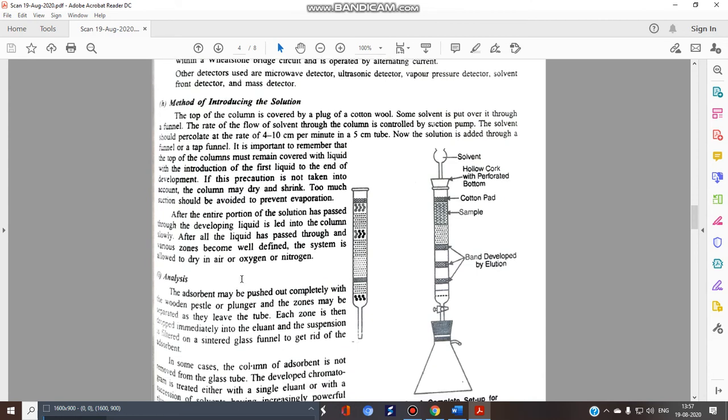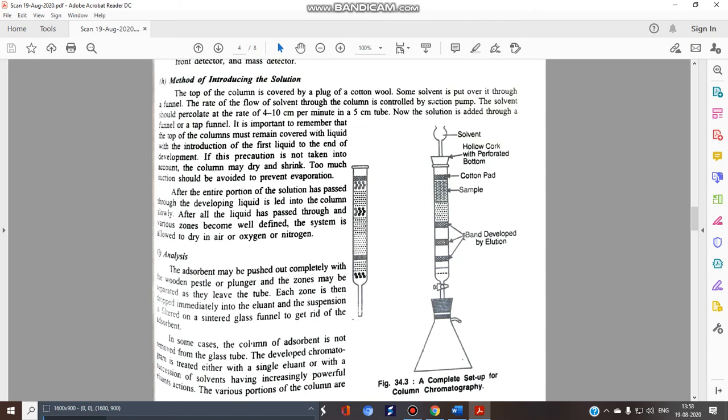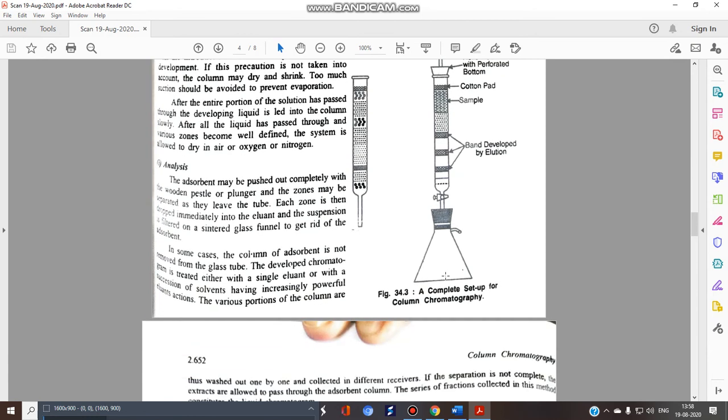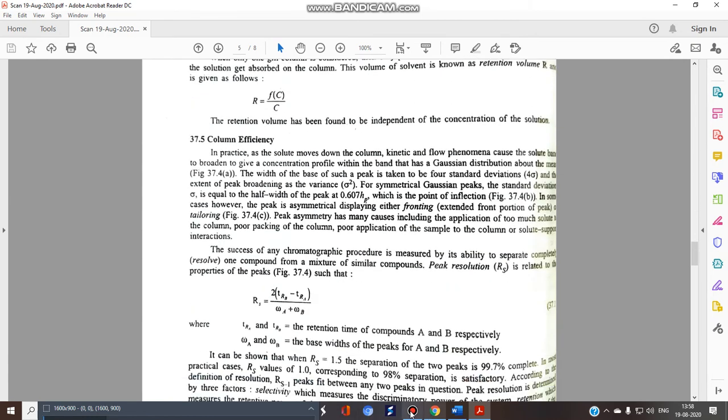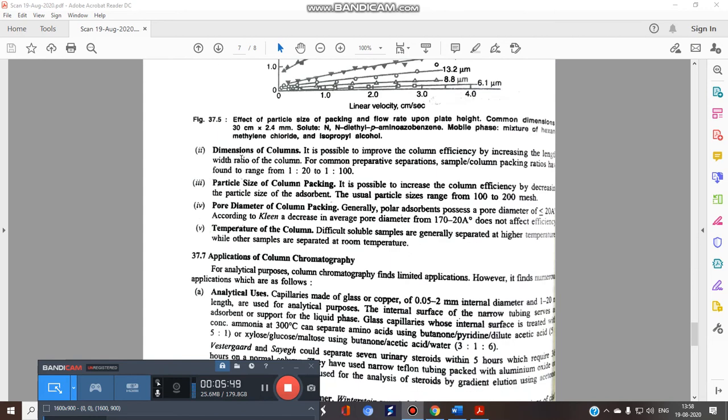Okay, so let's start with the method of introducing a sample. Again, just see here, bands eluted are developed after elution. Here you can put a sample, a cotton pad or sand layer is there, and again a solvent or solvent reservoir or mobile phase is added. The dimension of the column is very important. Just read this. It is possible to improve the column efficiency by increasing the length to width ratio of the column, for example, 1 is to 20 to 1 is to 100. So different ranges of columns are available.